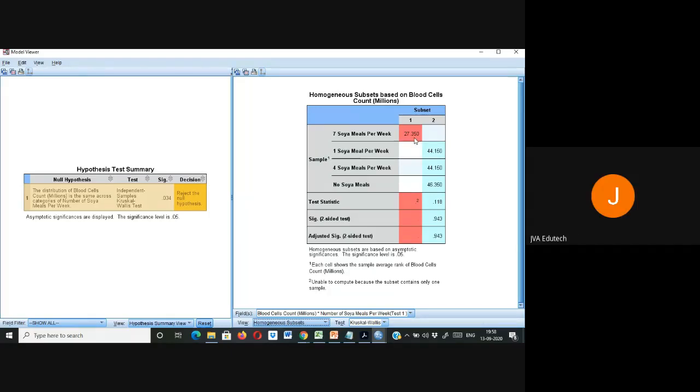And if you could recall what was the objective of our study, our objective of the study was based on a theory which stated that the more soya meals a person eats, the lower is his blood cell count. Clear? Yes, sir. So you can see that their median value comes out to be 44.150 in case of 4 soya meals, 44.150. No soya meals is 46.350.